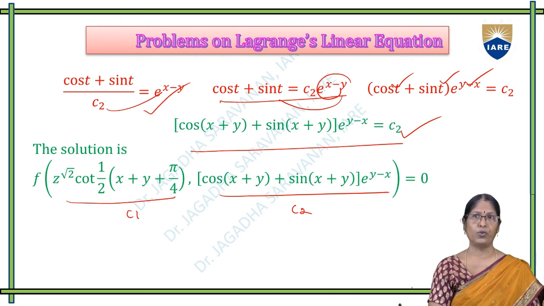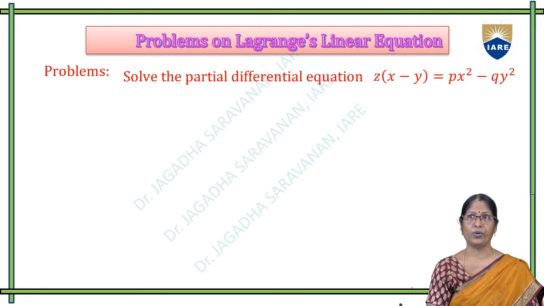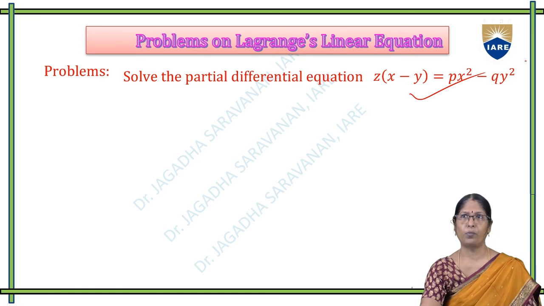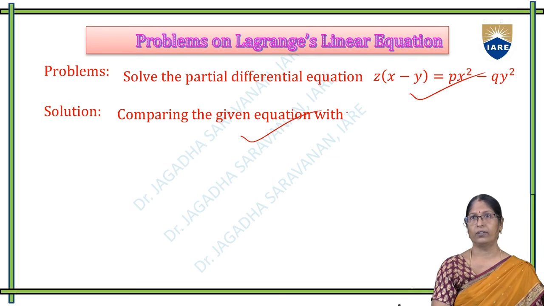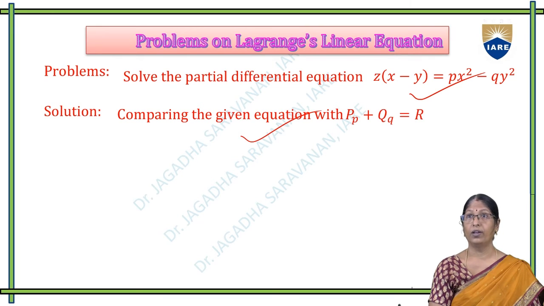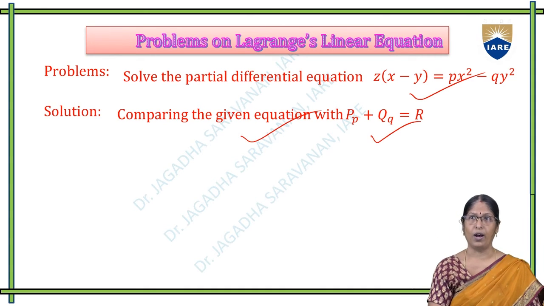This is the general solution of our given equation. So we will move to the next problem, that is, solve the partial differential equation. A very simple problem, that is z(x − y) = px² − qy². So we are going to compare the given equation with our Lagrange's linear equation formula, that is Pp + Qq = R.